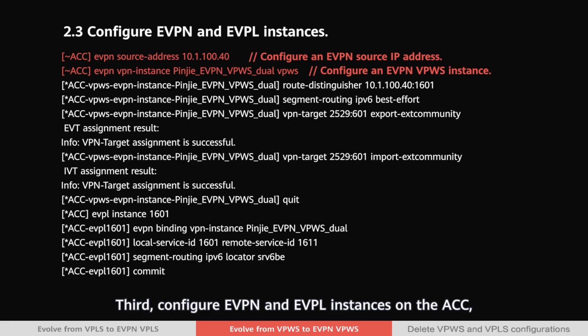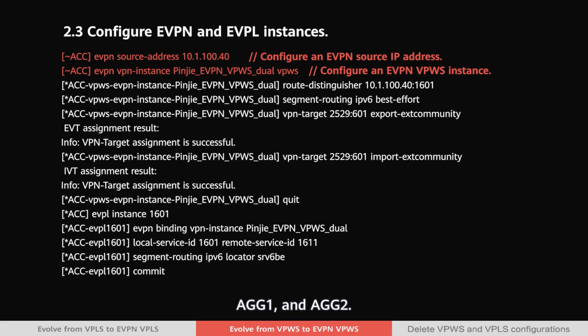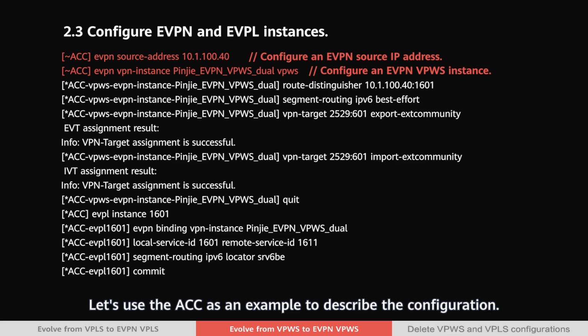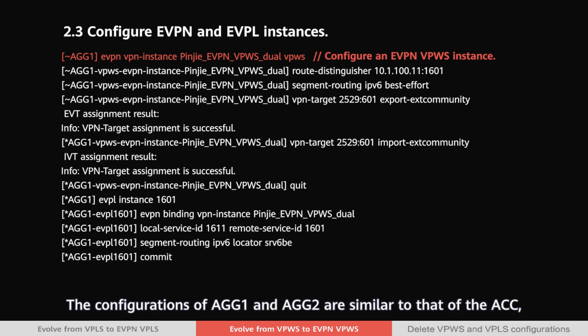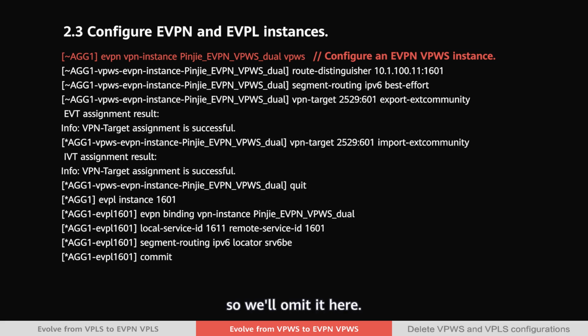Third, configure EVPN and EVPL instances on the ACC, AGG1, and AGG2. Let's use the ACC as an example to describe the configuration. The configurations of AGG1 and AGG2 are similar to that of the ACC, so we'll omit it here.